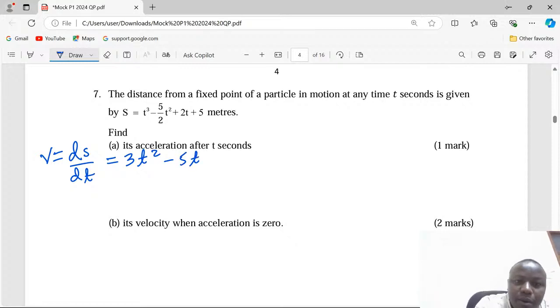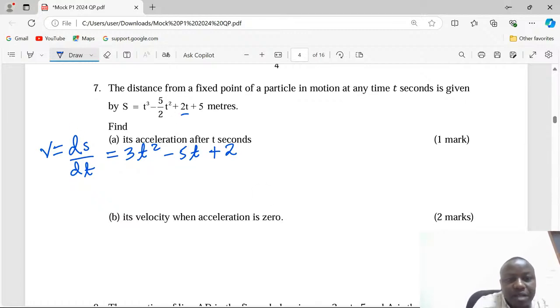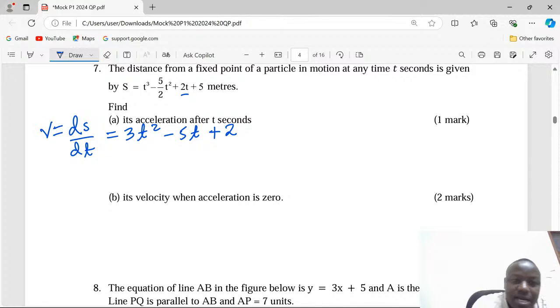Then t becomes power 1, plus 2. This becomes 2 because t is already power 1 at this point. So when we drop the 1, 1 multiplies 2, and it remains 2. Then t becomes power 0, whose value is 1. Then the constant disappears. After this, we can go for acceleration, whereby acceleration is the gradient function of velocity.